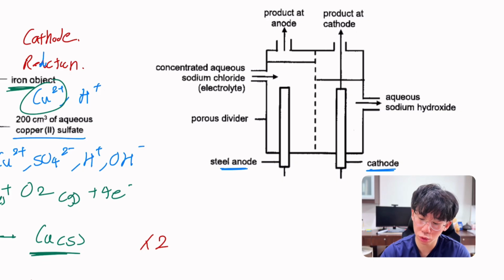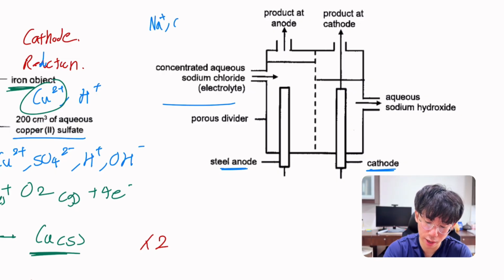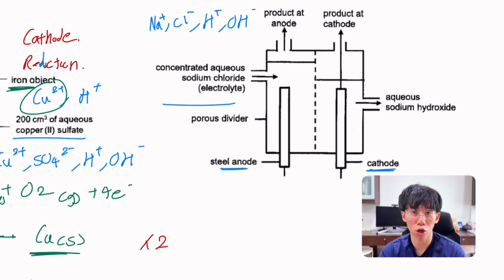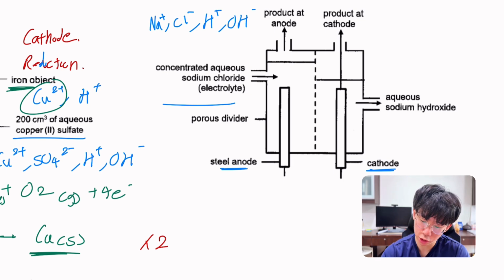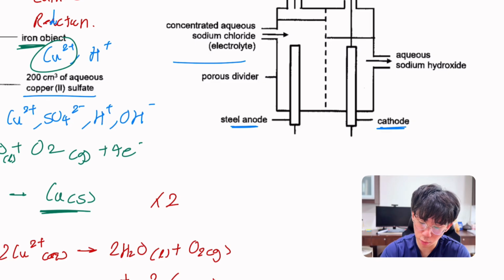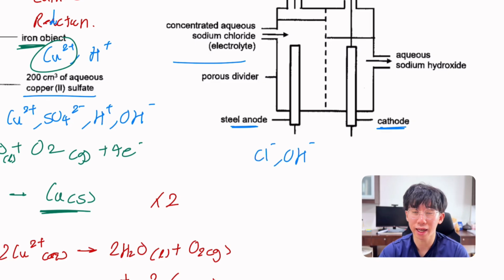Next, you have to look at the electrolyte. This is concentrated aqueous sodium chloride. So it is concentrated. Again, it does have Na+, Cl-, but also has H+ and OH-. Now we're going to sort out the ions. When we sort them out, the anode will have Cl- and OH-, and the cathode will have Na+ and H+.